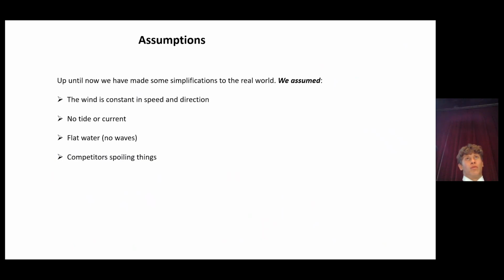So up till now, we've made a model where the wind is at a constant speed and direction. There's no tide or current. The water is flat, so there's no waves. And there's no competitors spoiling things. There's always competitors spoiling things, believe me.